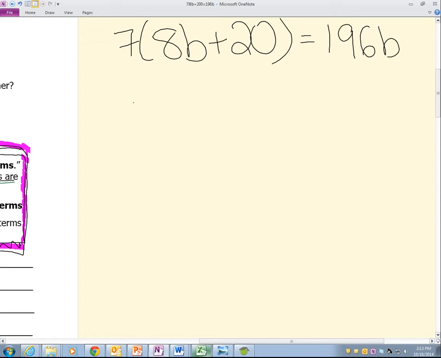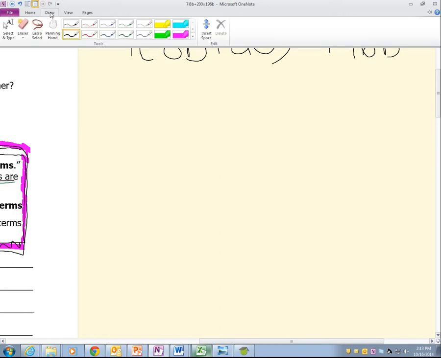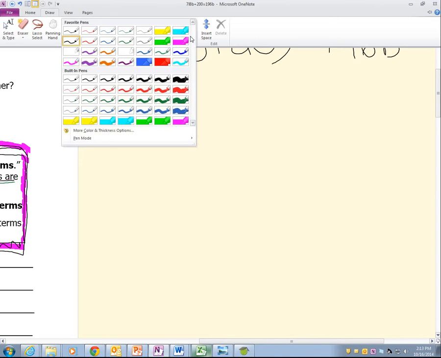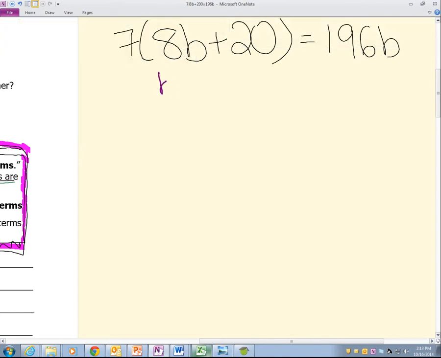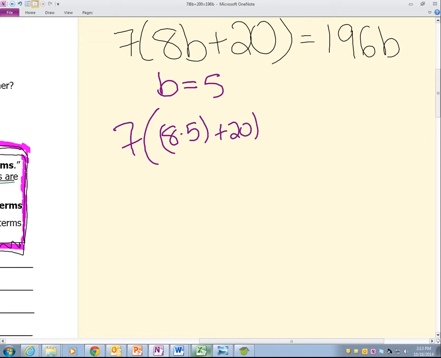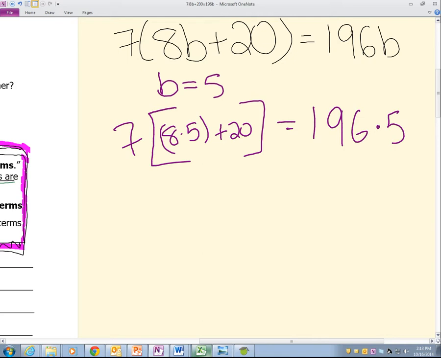What should we have b equal? Give me an easy number. 5. Okay, we'll have it be 5. So we have b equals 5. So we're going to have 7(8 times 5 + 20). Actually, these will be brackets. Equals 196 times 5. So order of operations here, parentheses first.